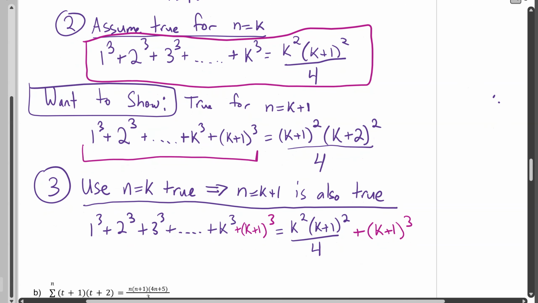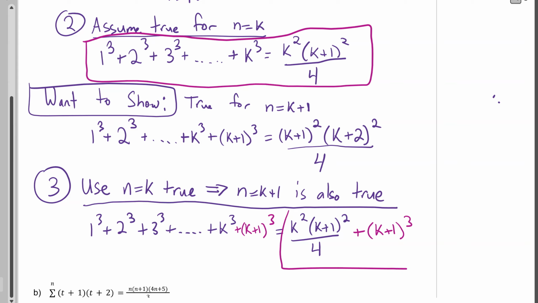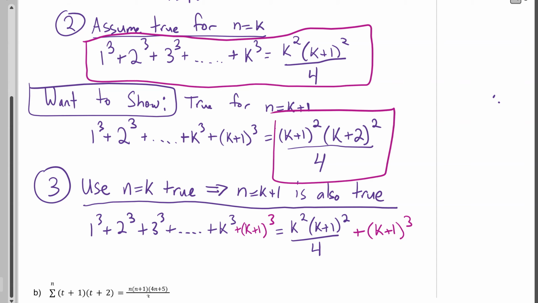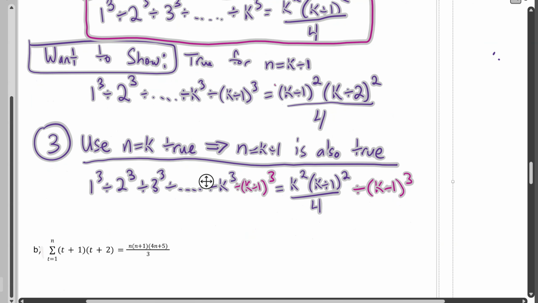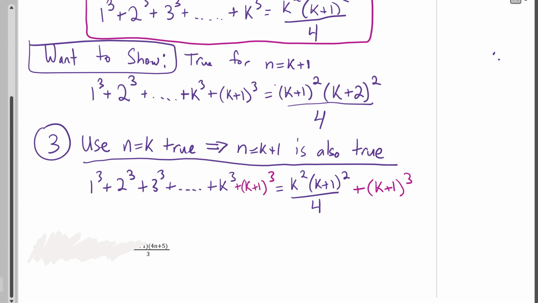Now, again, the reason I'm choosing to do that is because that would get this left-hand side to match exactly what I want that left-hand side to look like. So what I hope here is that algebraically, as I manipulate that right-hand side, it eventually takes the form of k plus 1 squared times k plus 2 squared divided by 4. And provided you are careful with your algebra, it should, right? You're trying to prove that something is true. So it's already been proven by mathematicians many years ago. We're simply using our algebra skills to get there.